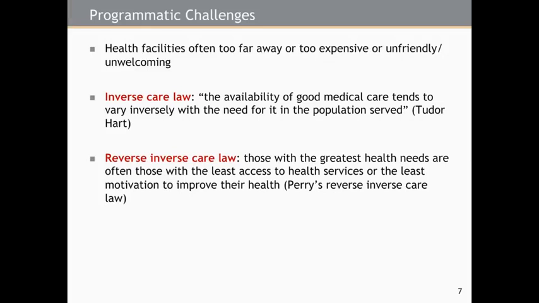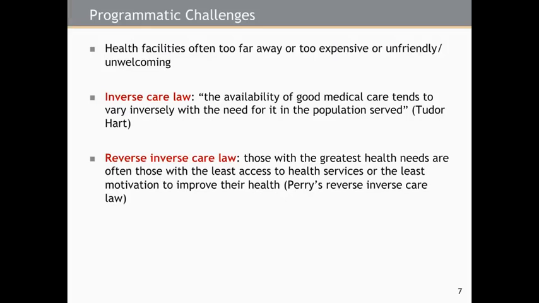In so many places, health facilities are still far away, and even if they are not far away, they're often too expensive for the capabilities of very poor families, and they're still often providing care that is perceived by local people to be either unfriendly or unwelcome in the environment. We are making progress on these issues, but still there's a long way to go.